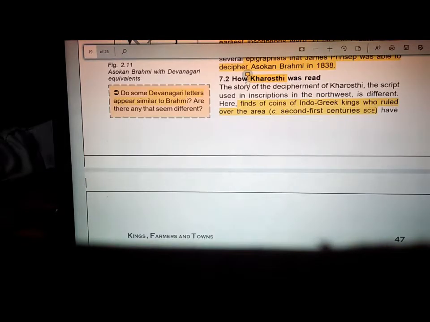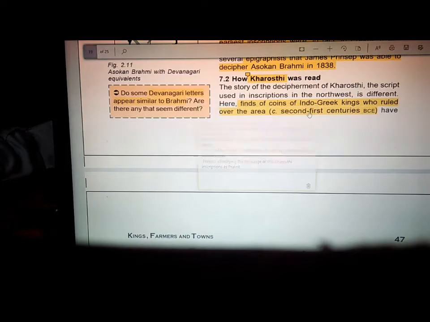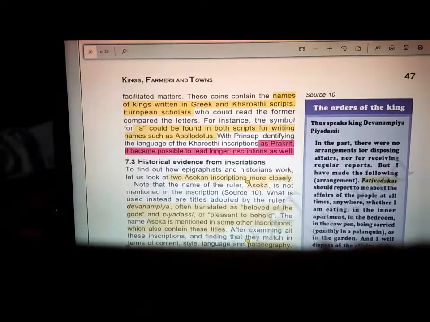Next is about the Kharoshti language. Kharoshti is found on the coins of Indo-Greek kings, and those kings also wrote in Kharoshti scripts. Now, most of the Europeans compared the letters of Kharoshti with English, and the way they used to write A was similar to how they used to write Apollodotus. Prinsep also identified that this Kharoshti language is equivalent to Prakrit, like the coding of both the languages was similar.